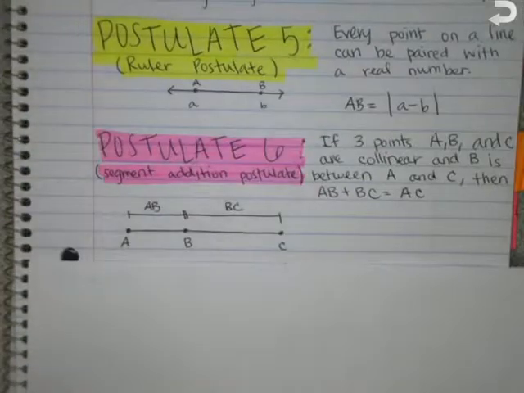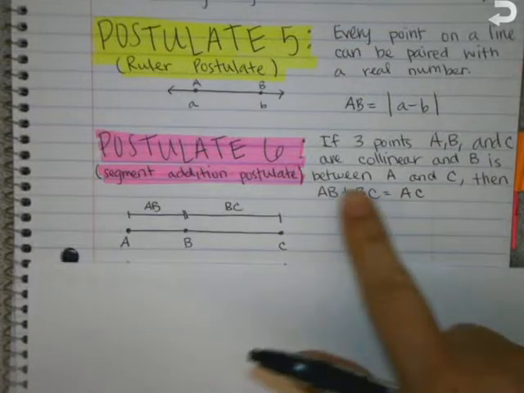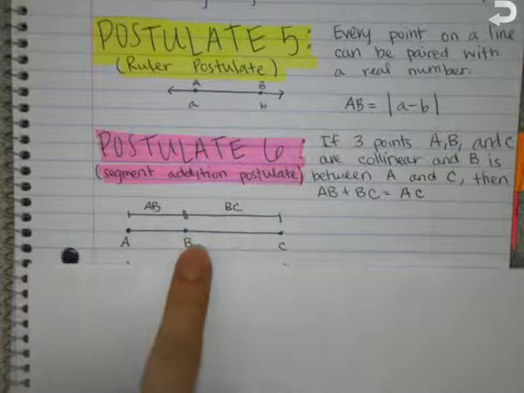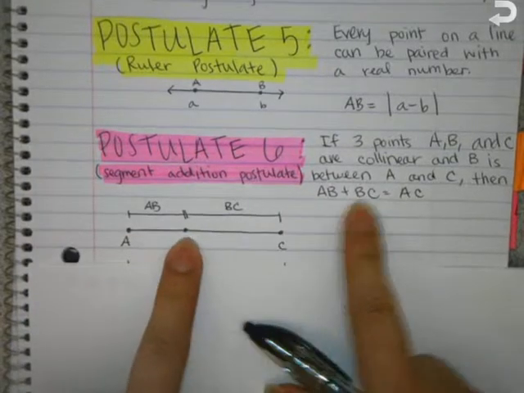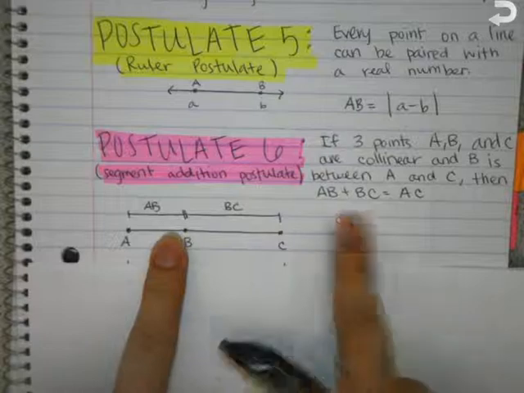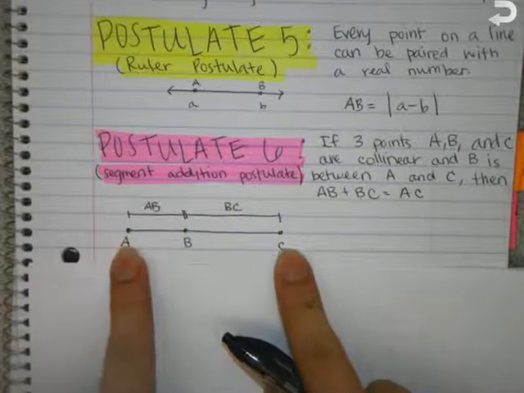Okay, so postulate number 6, the segment addition postulate. It says if 3 points A, B, and C are collinear, in other words, they lie on the same line, and of course B is in the middle between A and C, then segment AB plus BC is equal to the total length, segment AC.